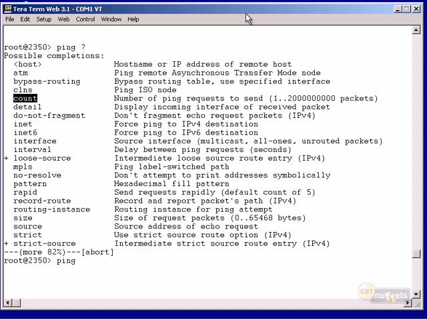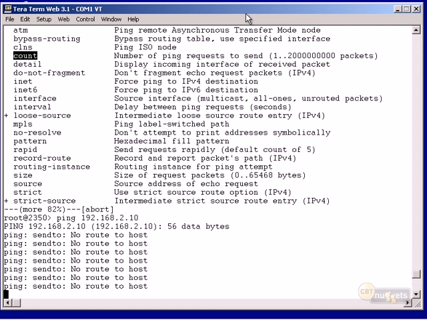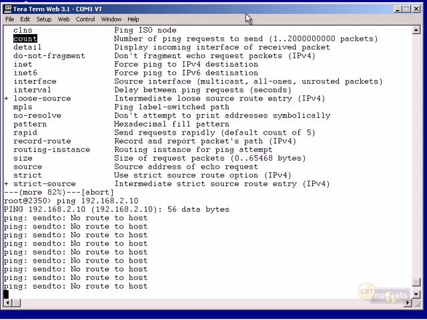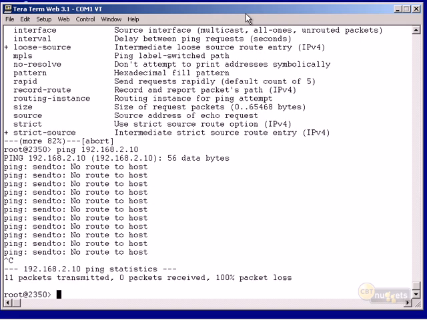For example, ping 192.168.3.10 and no route to host. By the way, notice it just keeps on going continuously. Okay, that's not a good thing. So Control C will stop it.